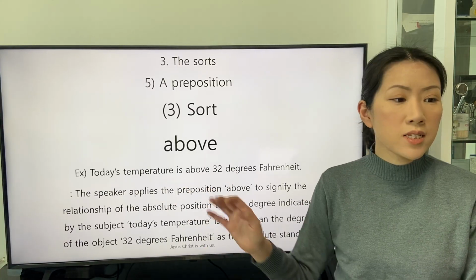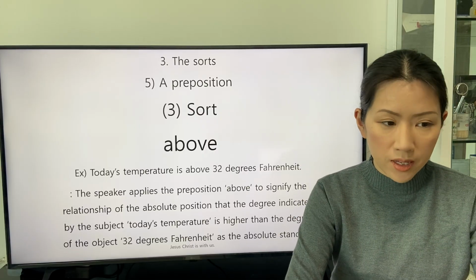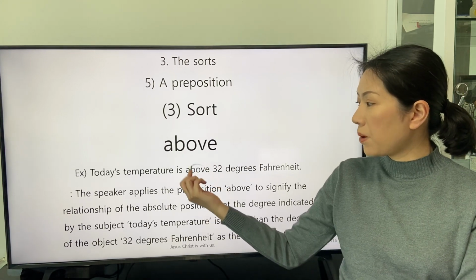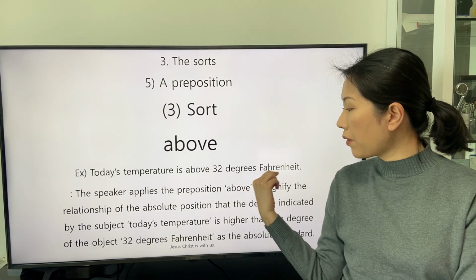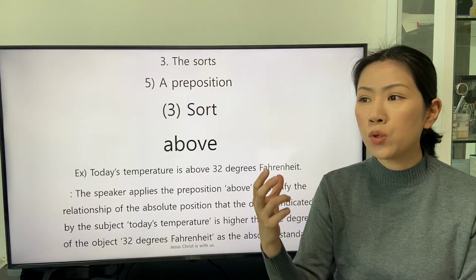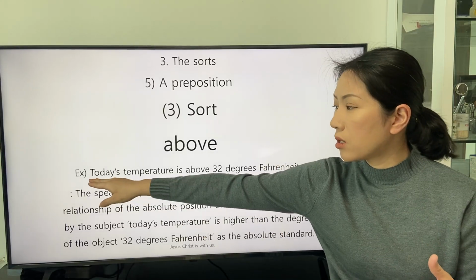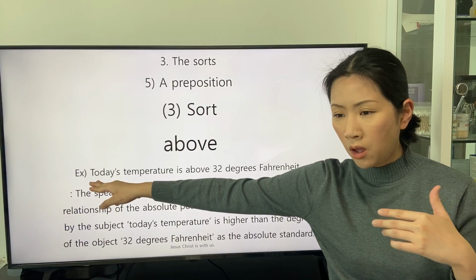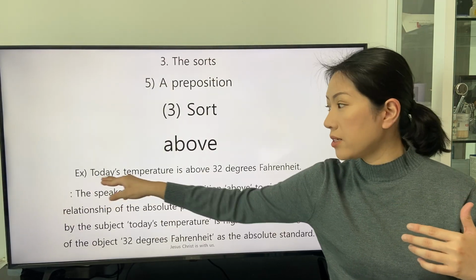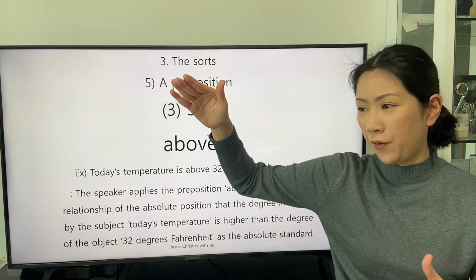There is a clause. Today's temperature is above 32 degrees Fahrenheit. The speaker sets the object of the preposition above, 32 degrees Fahrenheit, that is the absolute standard to identify the position of the subject, today's temperature, in the degree of the temperature.